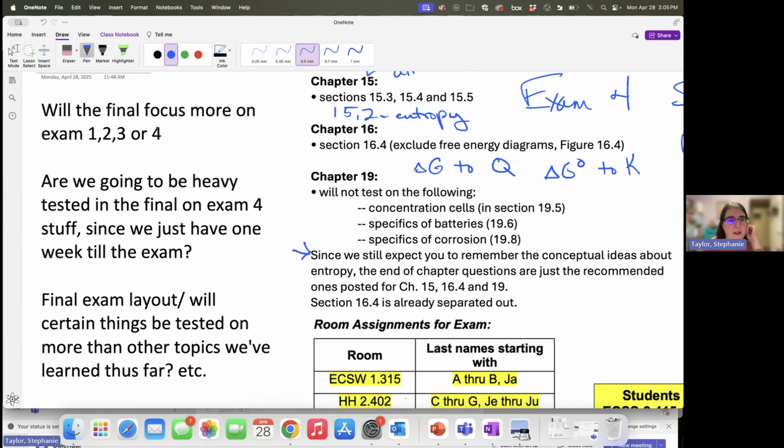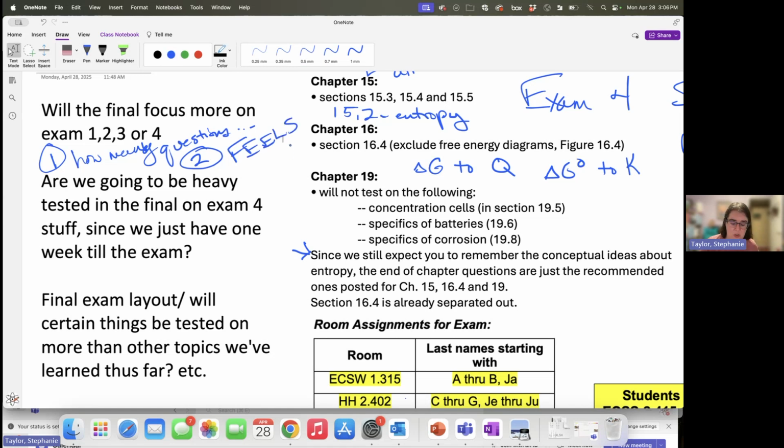So this one says, will the final focus more on basically which exams out of the 4? This one is really difficult for me to answer because there's 2 different answers to this question. One is if you actually went through and counted how many questions are on each one of these chapters, an actual numerical number. But there's a second answer to this question, which is what it feels like.